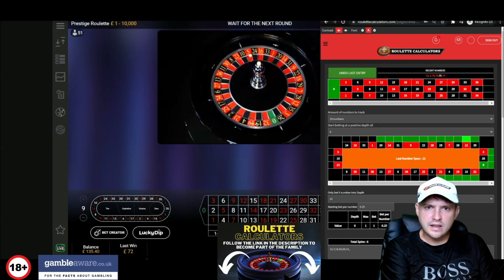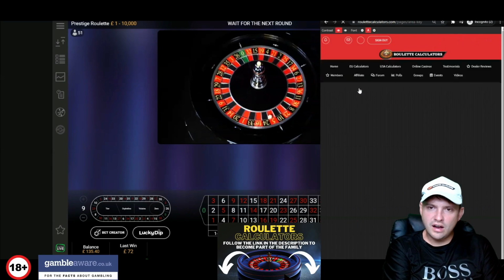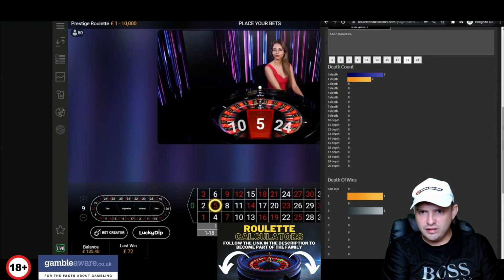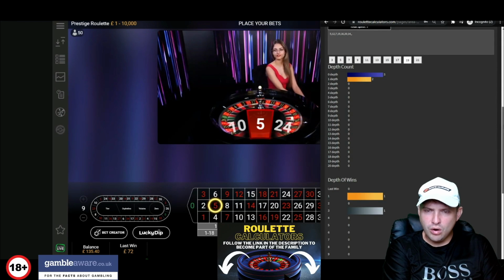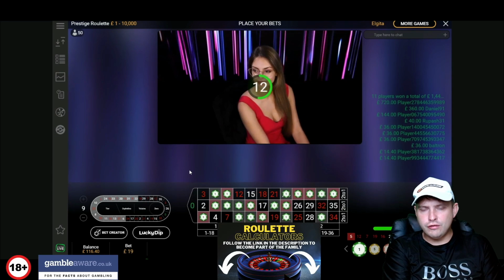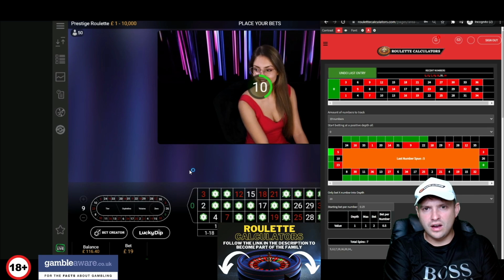Yeah, it's a good thing he did. That went to number 5, which is the unhighlighted section. Just looking at the graph, it's 0, 0, 1, 0, and now we're on 1. So it looks like he's waiting for it to go to a depth of 1 before he bets on the highlighted.